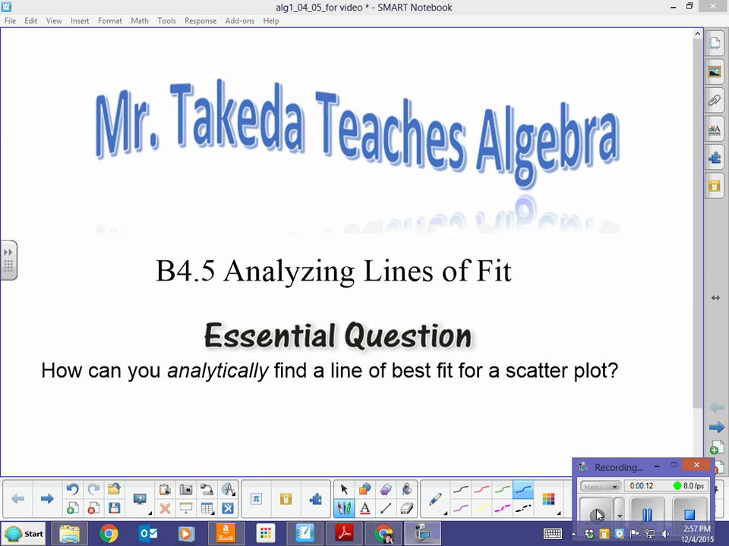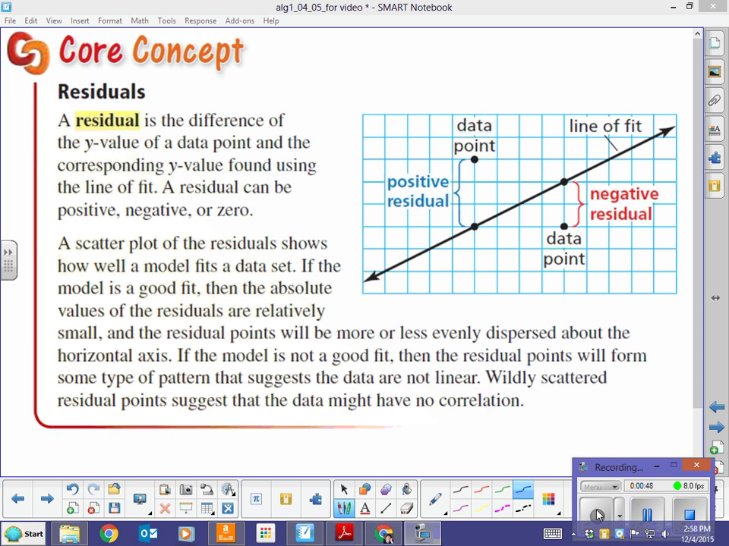This is lesson 4.5 from the Big Ideas textbook on analyzing lines of best fit, in which we ask the essential question: how can you analytically find a line of best fit for a scatter plot? Previously, we put in a line of best fit, just kind of eyeballed it in, and looked at the distance from the scatter plot points to the line and determined that was a good fit. But now we're going to use our technology and talk a little bit more deeply about what's happening there. So the first thing we want to do is talk about the idea of residuals.